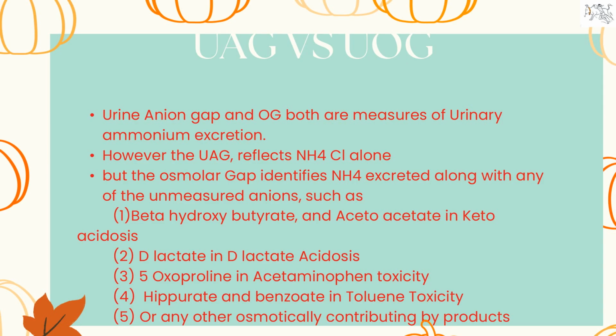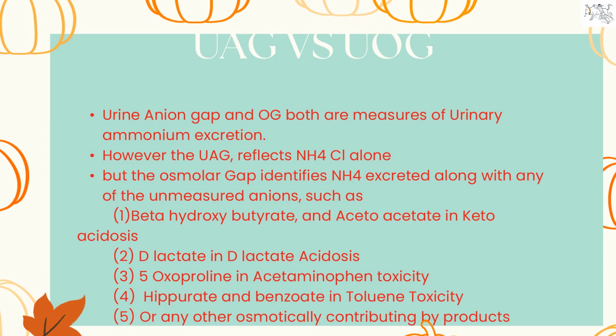So the urinary anion gap and the urinary osmolar gap both are measures of urinary ammonium excretion. However, as mentioned and discussed previously, the urinary anion gap reflects only ammonium chloride alone. But the osmolar gap would pick up any form of ammonia that is excreted in the urine. Those forms could be in NAGMA related pathology, any of the below mentioned combinations.